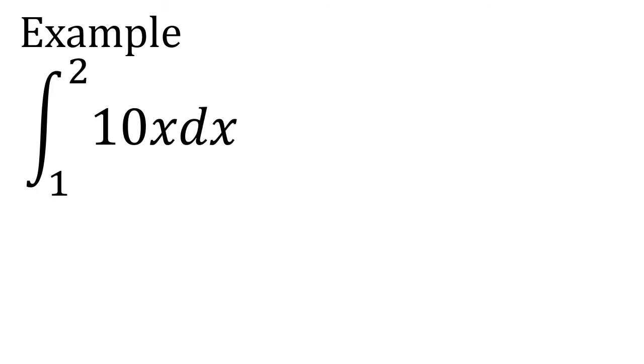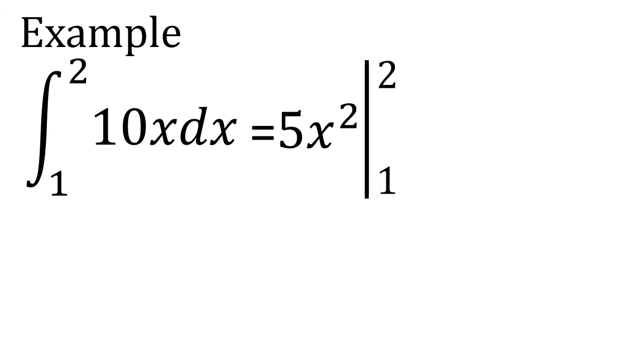Example, the integral of 10x dx from 1 to 2. The integral of 10x dx is 5x squared. So let us write the limits here, from 1 to 2. Then what we are going to do is substitute the upper and the lower limits.